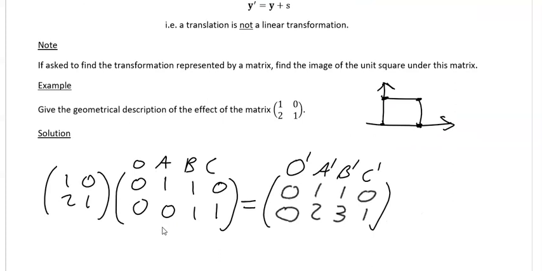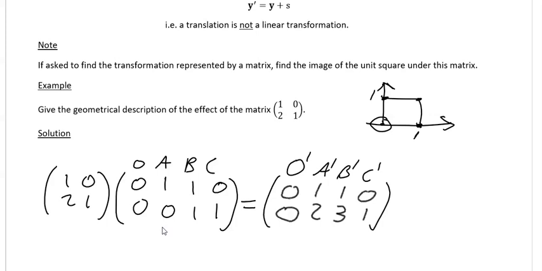Okay, if you're asked to find a transformation represented by a matrix, the easy way to do it is to find the image of the unit square under the matrix. Just on a wee sketch here for what the unit square is: you can imagine that is your origin, that would be 1 and that would be 1 as well. So that is 0, 0, that is 1, 0, that would be 1, 1, and that would be 0, 1. So you transform all of those points.